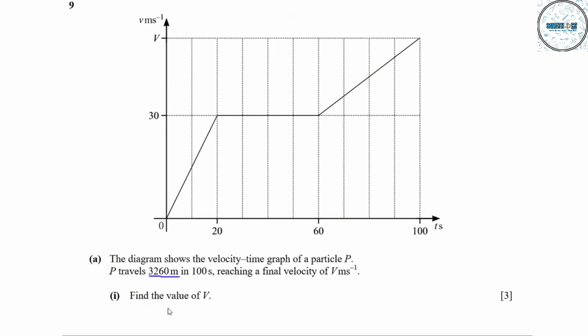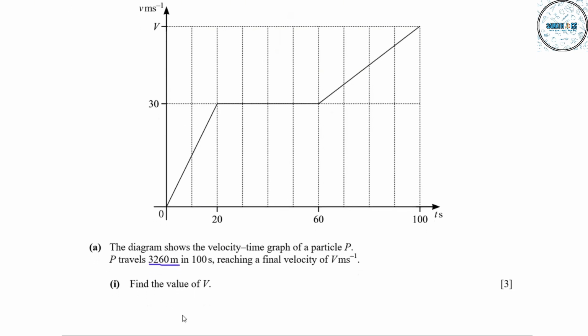As the distance is given 3260, so we have to form the equation including v. Distance is equal to 3260 is equal to area under the curve. There are three shapes under this curve. One is this triangle, another one is this rectangle, and the third one is this triangle.